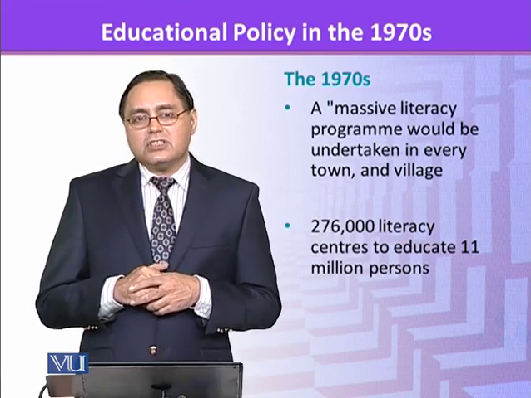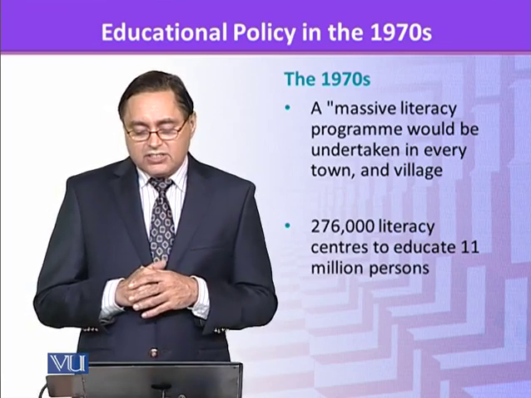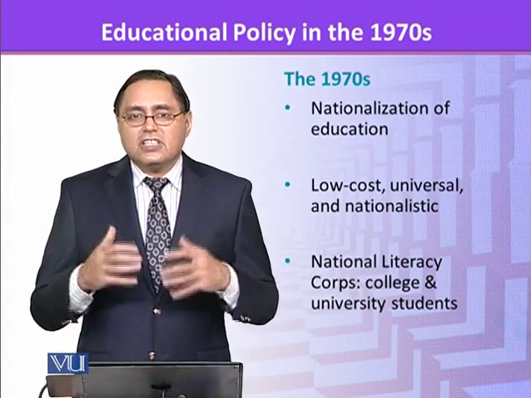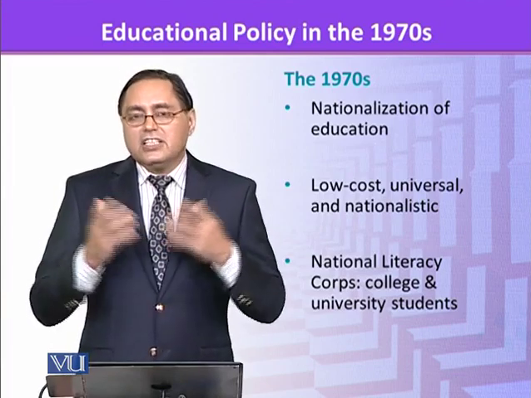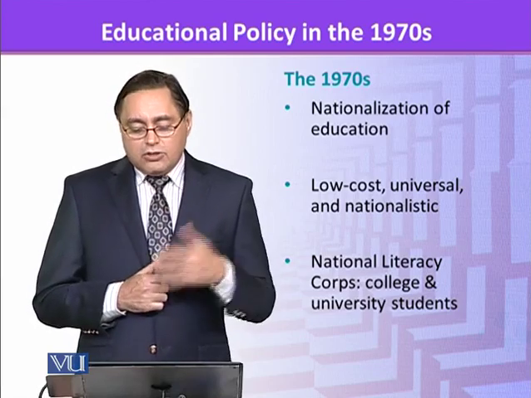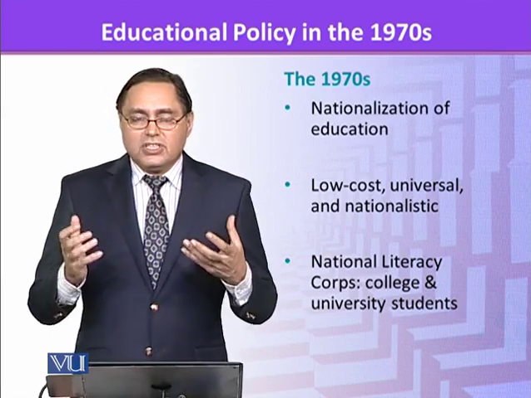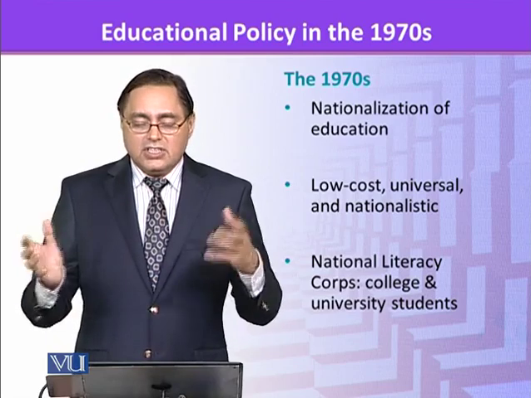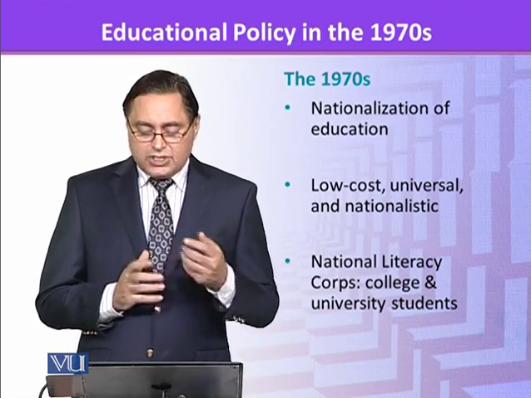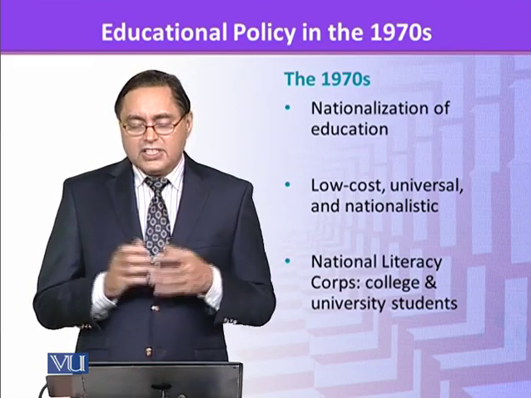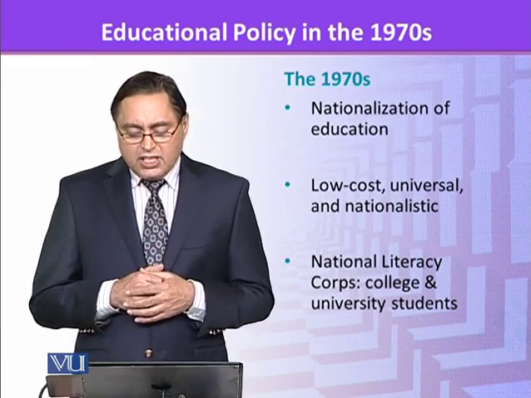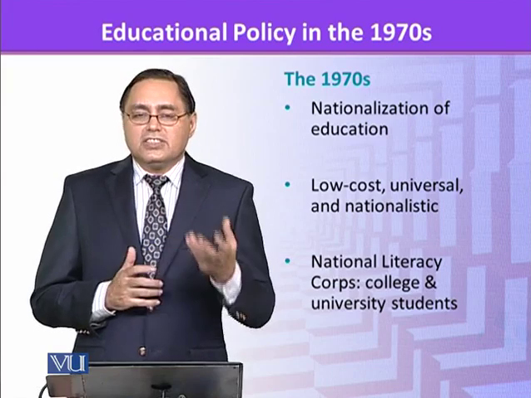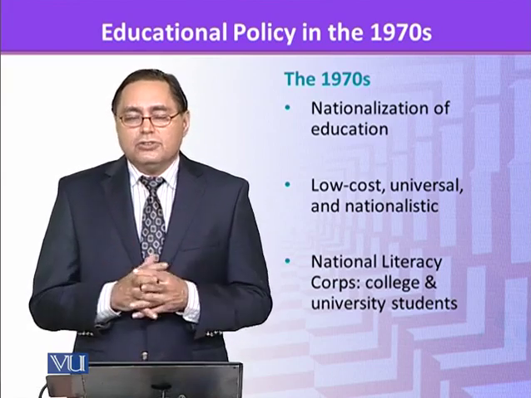It wanted to establish 2,76,000 literacy centers to educate 11 million persons. It called for nationalization. Later on, nationalization of education was done. The idea was that if the government can provide low-cost, universal, and nationalistic education to everybody, that will be much cheaper than private education provided by different religious and other private owners. There was also this idea of a national literacy corps, in which college and university students were supposed to teach young children or make adult people literate using their skills.